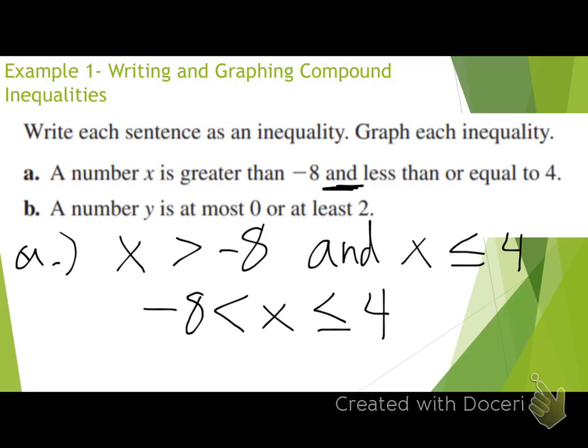Does everyone see how this second way to write it represents both inequalities? For x is greater than negative 8, the alligator's eating the x, right? For this inequality, the alligator's still eating the x. Okay? Over here, the alligator's eating the 4. For this symbol, the alligator's also eating the 4. The x is just in between the two symbols now. Questions how we got that? Let's graph it now.